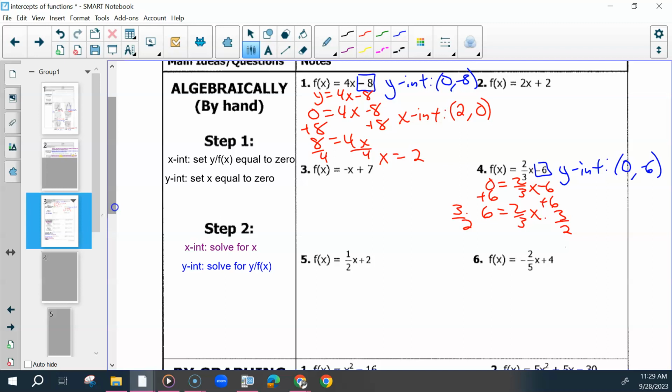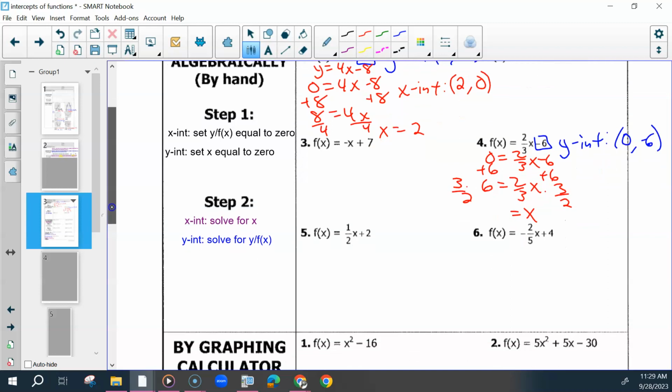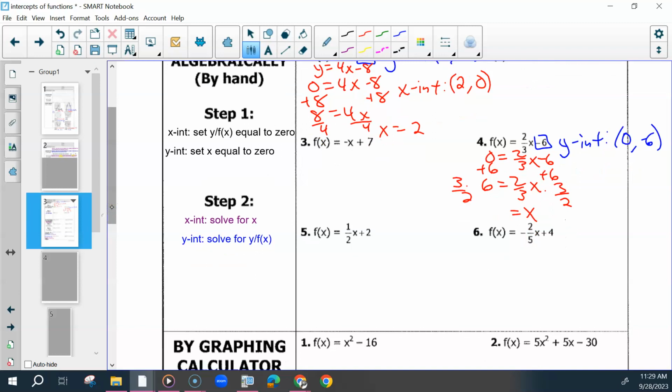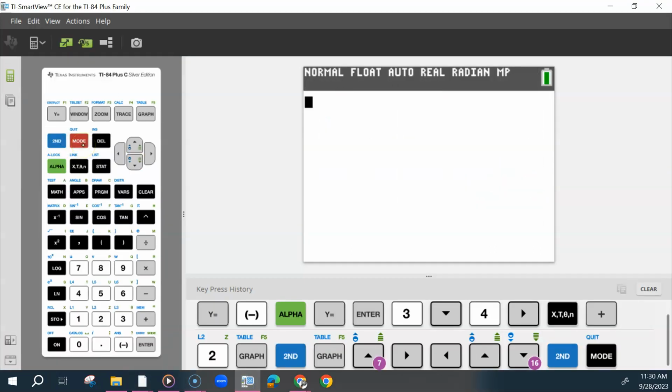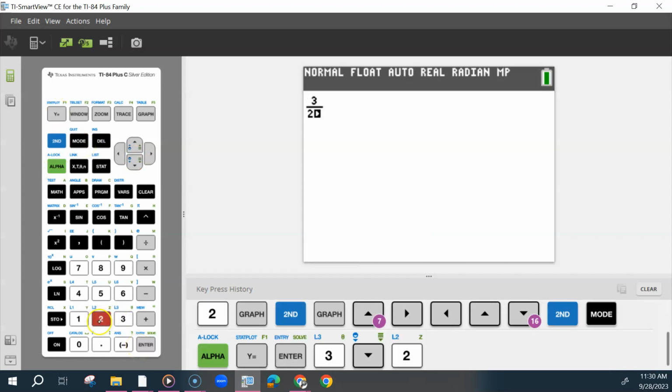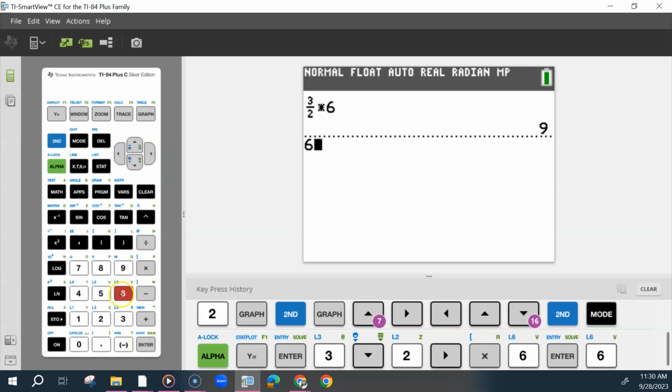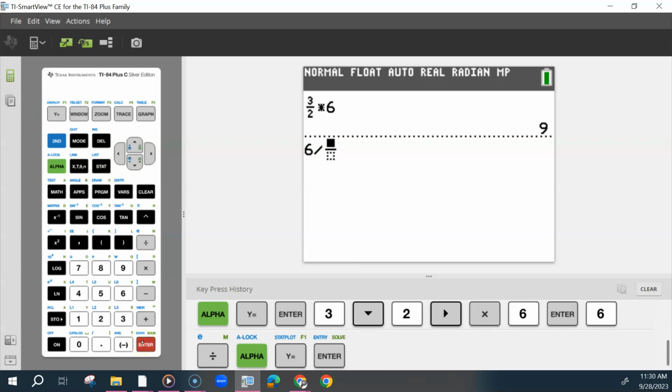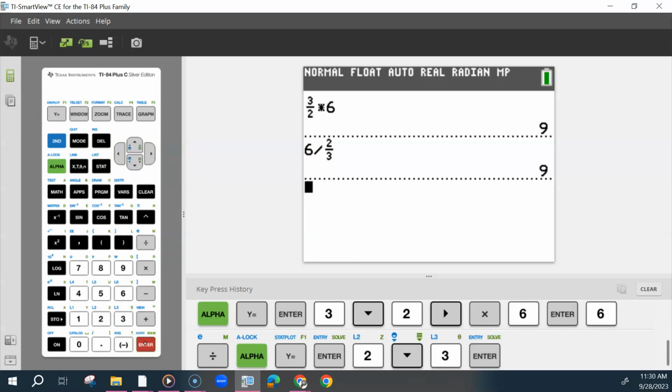So then you multiply 3 halves by 6 or divide 6 by 2 thirds, what do we get? Should still be positive. If you multiply, x equals 3 over 2 times 6, you do it like that, or do 6 divided by the fraction, but you should get the same answer either way. Notice the differences, multiplying by the reciprocal, dividing by the fraction.